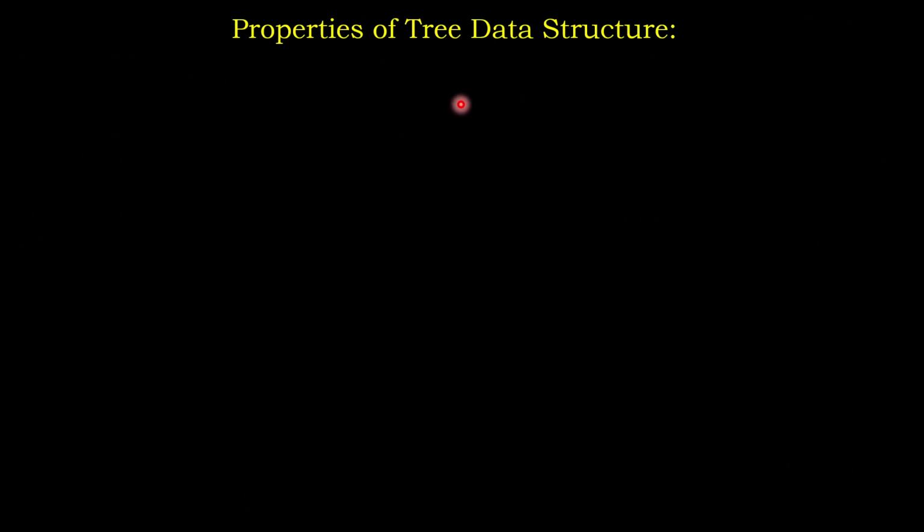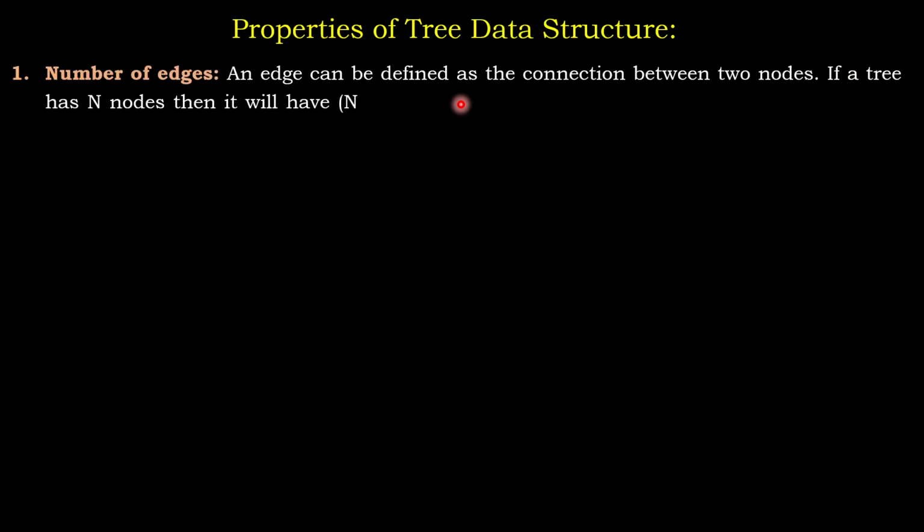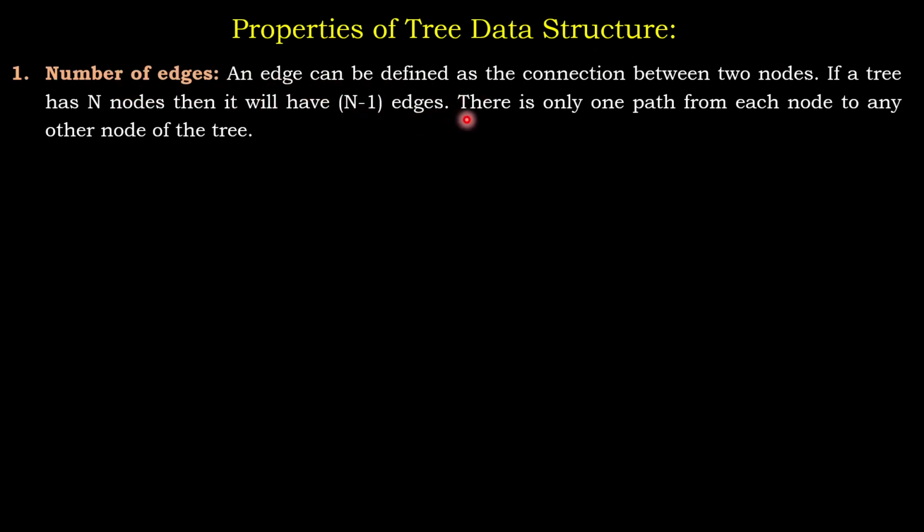So, properties of the tree data structure. It must be the number of edges, which helps to define the total number of nodes, and then the height and degree of the node. Here we can find the number of edges. The number of edges can be counted: if a tree has n nodes, then we can find n minus 1 edges. Okay, the number of edges.